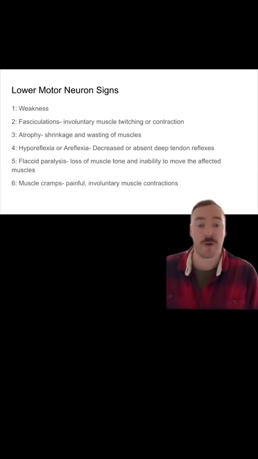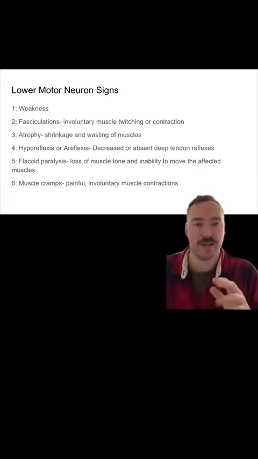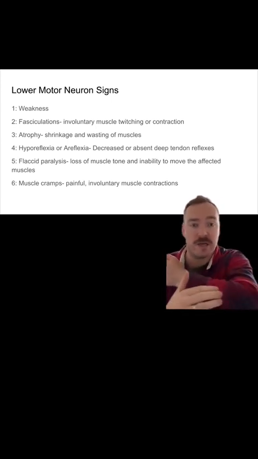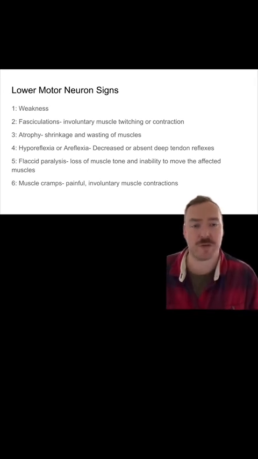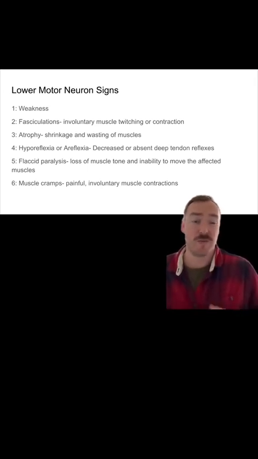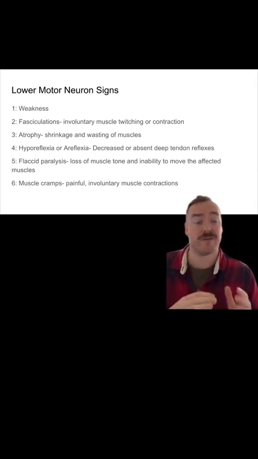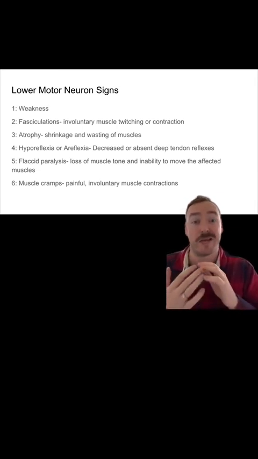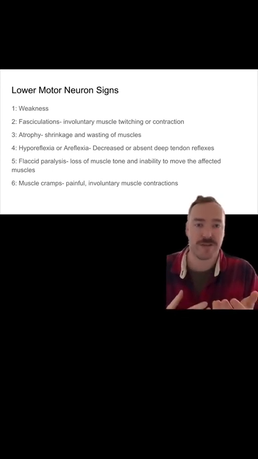So lower motor neuron signs would include weakness, fasciculations, which is like involuntary muscle twitching or contraction that you can actually see on the surface of the skin happening to your patient. We've got atrophy, which is shrinkage or wasting of muscles. One reason we don't see that as much in upper motor neuron disorders is because it's very commonly paired with spasticity, and when muscles are spastic, they don't show as much evidence of atrophy.